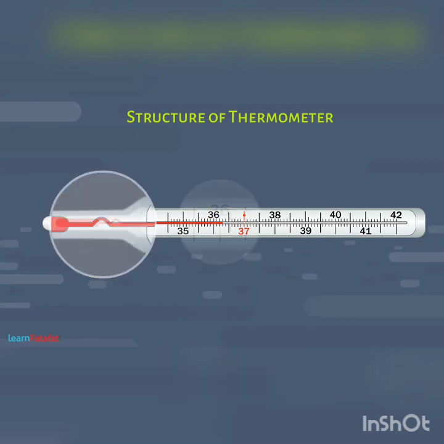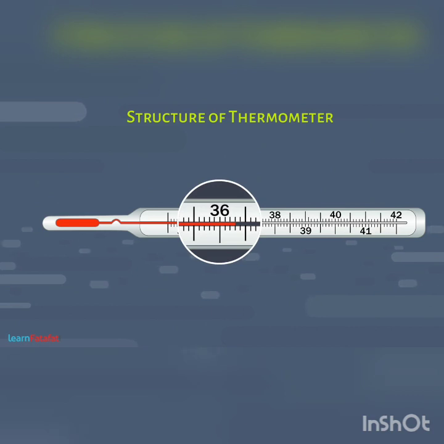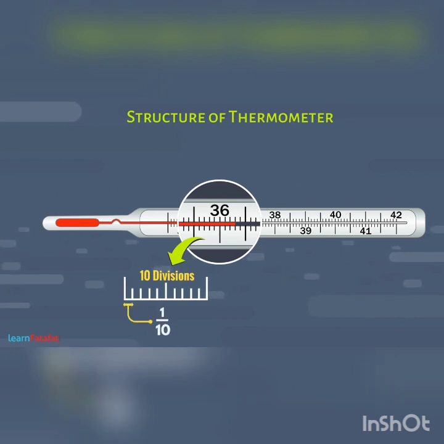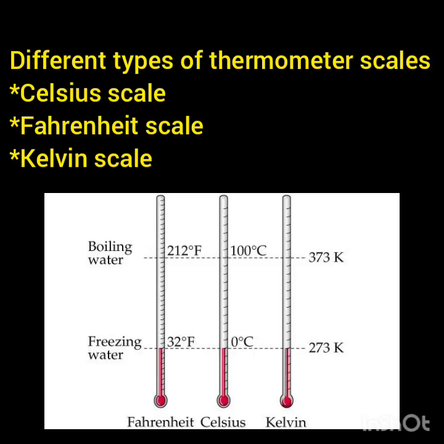To get more correct reading, there are some divisions between two consecutive numbers. If there are 10 divisions, then each division signifies 1 by 10, that is equal to 0.1 degrees Celsius temperature. And if there are 5 divisions, then each division suggests 1 by 5, that is equal to 0.2 degrees Celsius temperature. There are 3 different types of thermometer scales: Celsius scale, Fahrenheit scale and Kelvin scale.